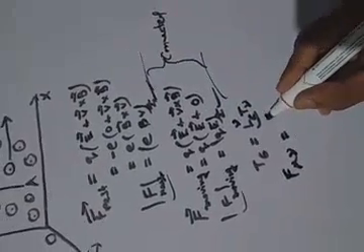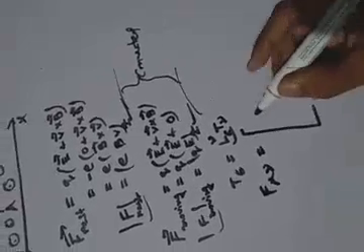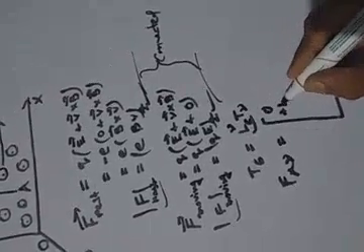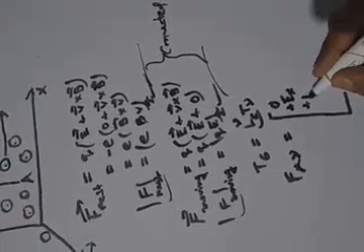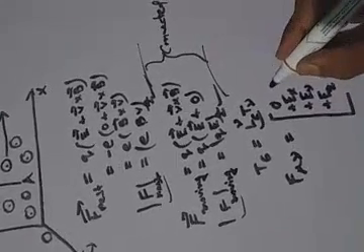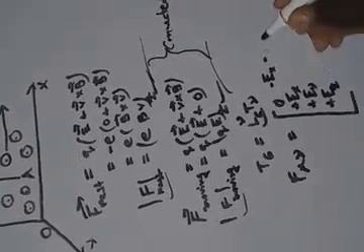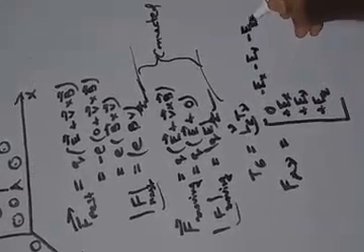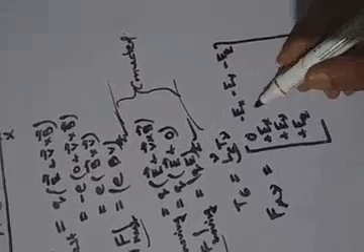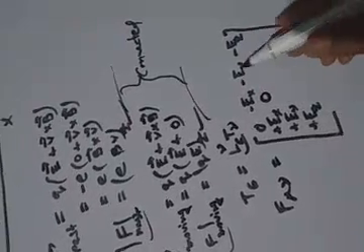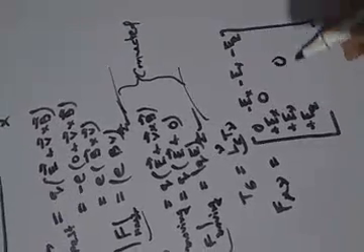F mu nu is given by C, 0 plus Ex plus Ey plus Ez, minus Ex, minus Ey, because this is an antisymmetric tensor. See that an antisymmetric tensor has only 6 independent components. Rest of them are zeros and negatives. Here will be a 0, here will be a 0, and here too will be a 0.